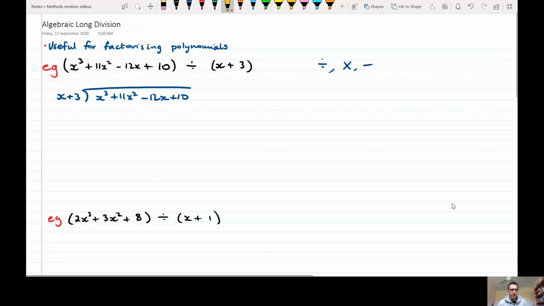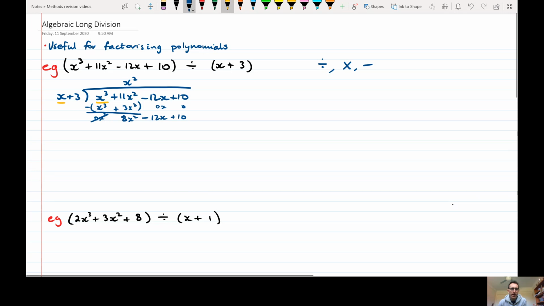And then we always look for the highest power term here and the highest power term there, and we divide those two. So x cubed divided by x gives you x squared, and then we multiply x squared by both of these. So x squared times x gives you x cubed plus 3x squared, and we subtract that. Now don't forget the brackets, that's important, and also don't forget that minus changes the sign of this one too. So x cubed minus x cubed gives you 0x cubed, which of course disappears, you don't need to write that, plus you get 11 minus 3, so 8x squared, and then we bring the minus 12x and a 10 down.